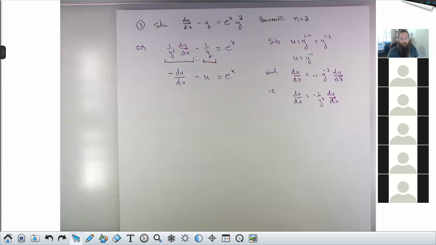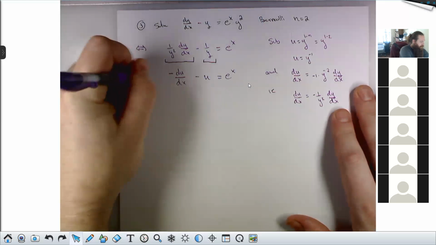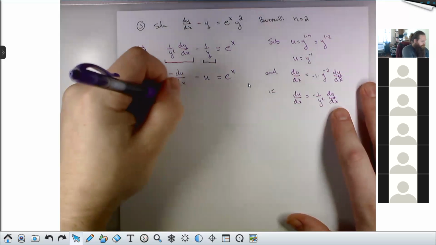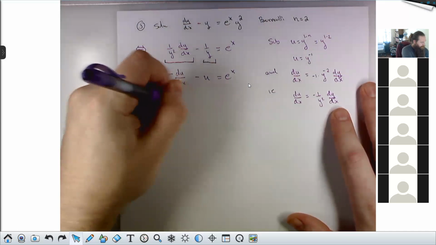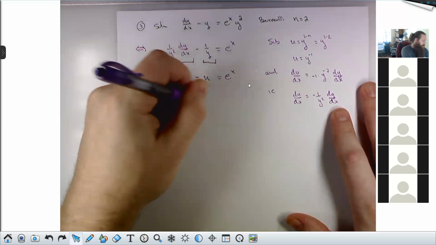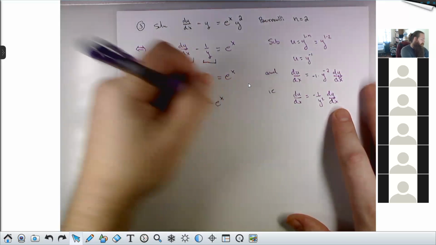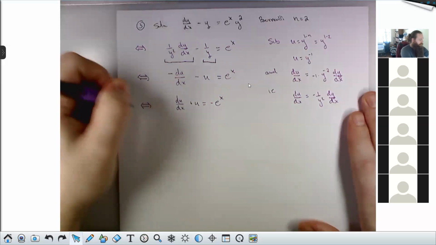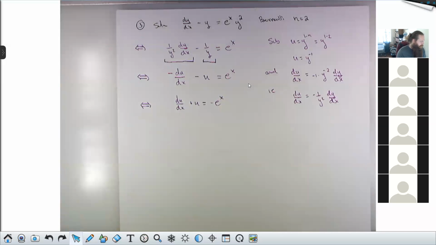And the miracle of this substitution is that you go from a nonlinear differential equation to a linear differential equation. I can multiply both sides by negative 1 and rewrite this as du/dx plus u equals negative e to the x. And then we're going to solve this linear equation. If it were separable, we would solve it by separating variables. I don't believe it is separable. No, it's not. So we need to use integrating factors.